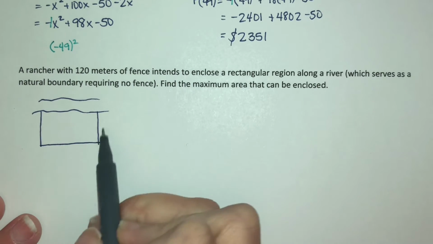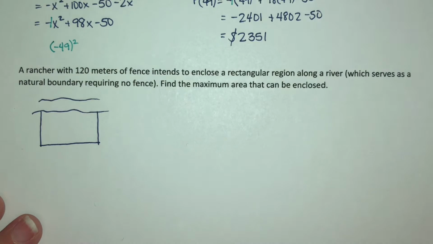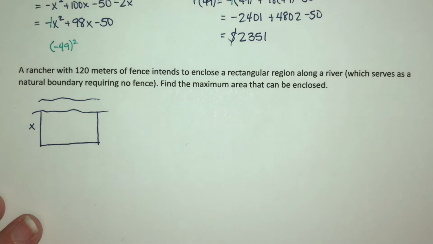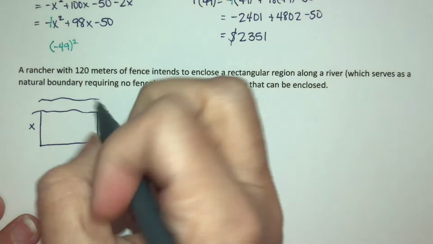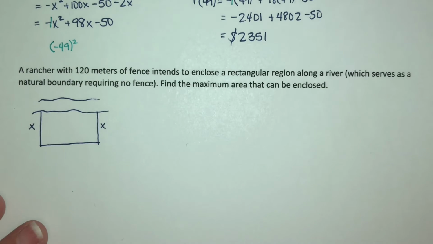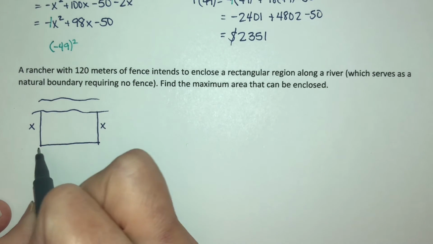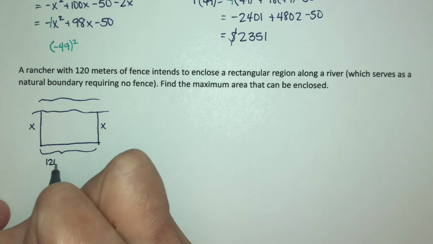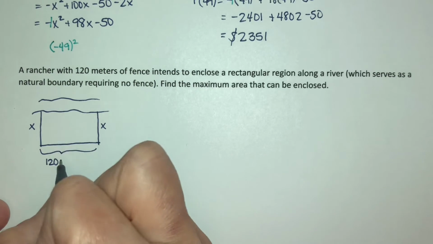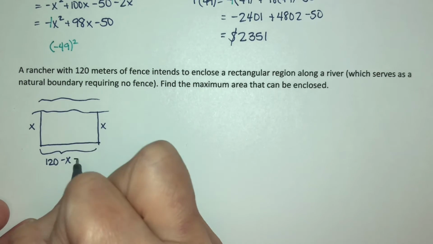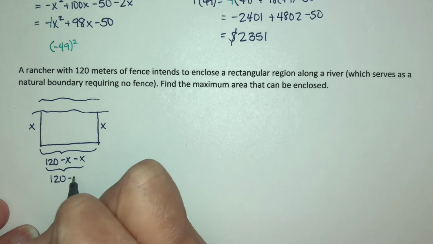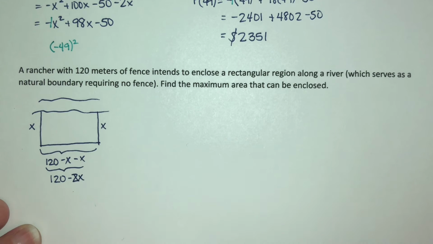And I know that these three sides need to add to 120. So let's say that this is X meters. What I know about rectangles is that if this is X, this is also X. So how far is this? Well, I had 120 meters to start with. I've used X, and then I've used another X. So this side length is 120 minus 2X.